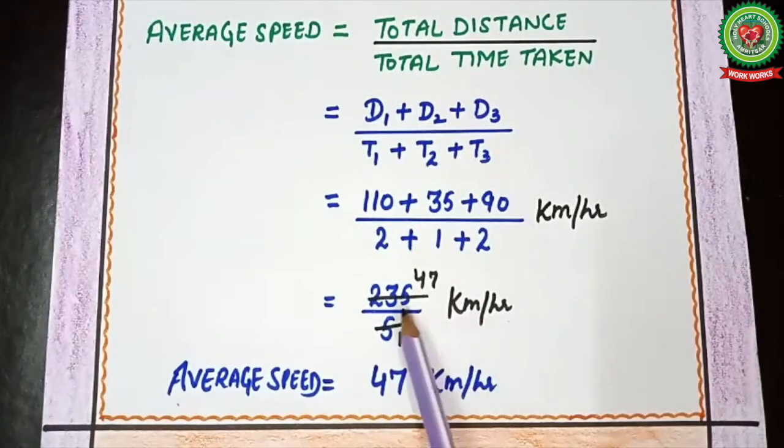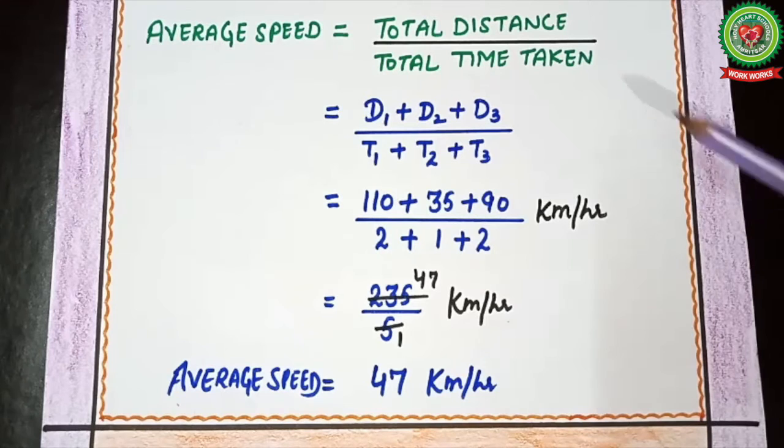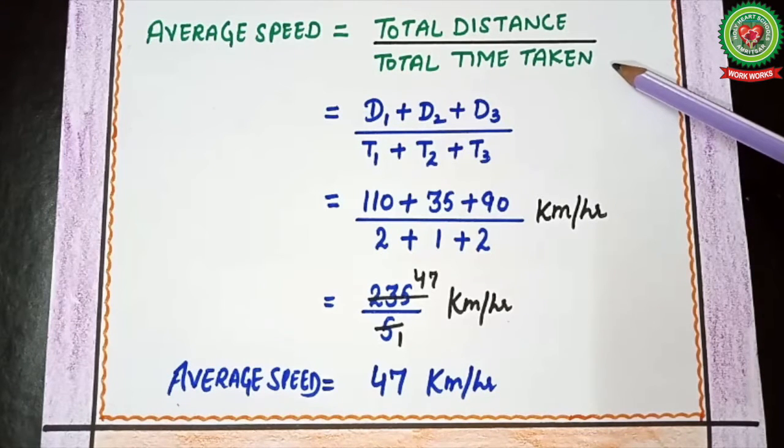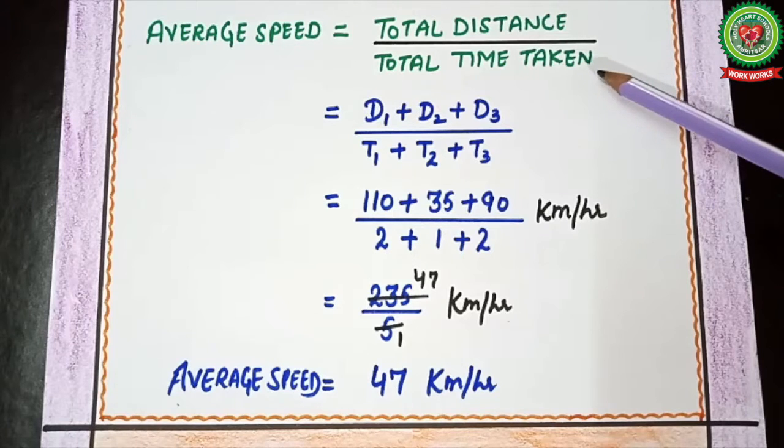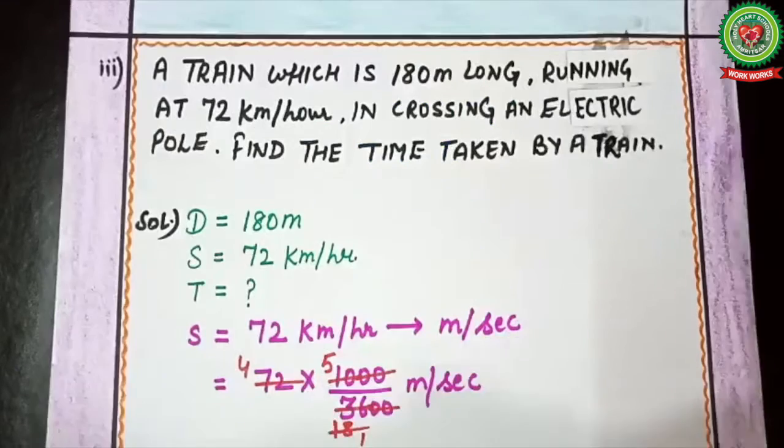Right. So now we will add them. By adding them we will get 235 upon 5. On the 5 table you can cut down 235 to 47. So you will have average speed equal to 47 kilometers per hour. Right. So it was a very easy example. We just applied one formula, that is average speed equals total distance upon total time taken, and with this formula we have found the average speed. Alright. So now move to the next example.